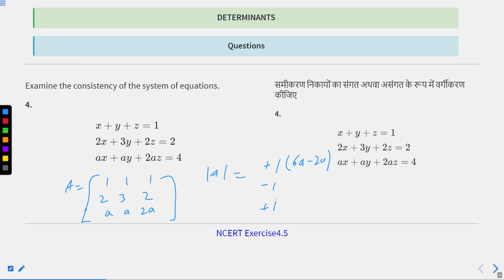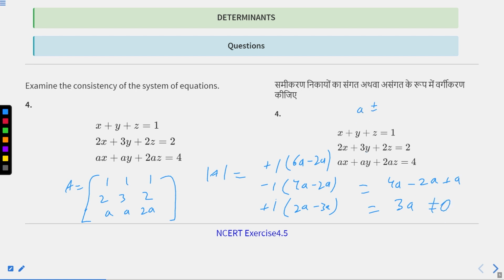6A minus 2A for this, 4A minus 2A, and for this 2A minus 3A. It will be 4A. This will be plus 2A, and it will become minus 2A. And this will be just A. As you can see, it will be 4. Sorry, it will be 3A, yes, 3A, and it is non-zero.